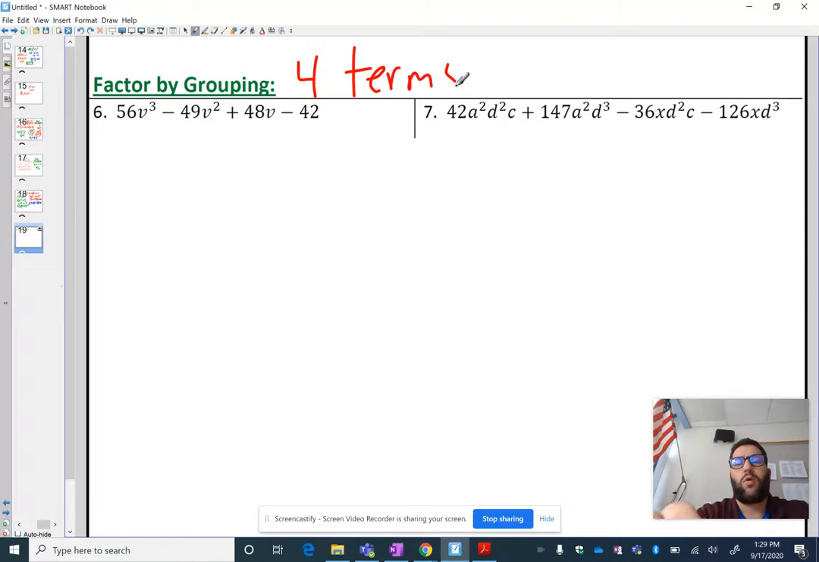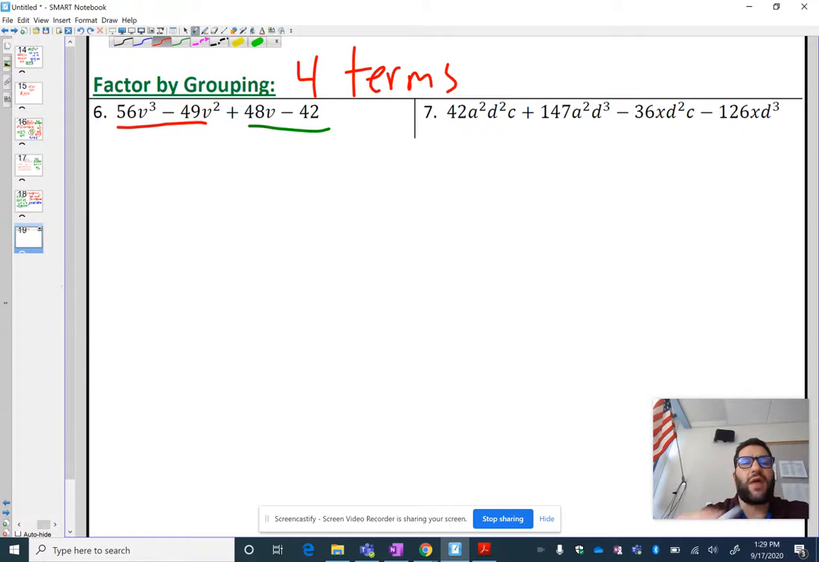More importantly, well, not more importantly, but just as importantly, you see that they're in order from v cubed to v squared to v to no v. So four terms, think factor by grouping. Otherwise, it's really, really hard to factor. And what you do is you lump the first two together and you lump the last two together and you see what they have in common.